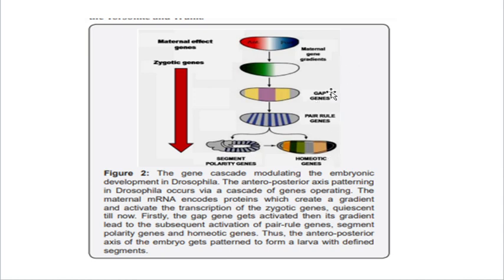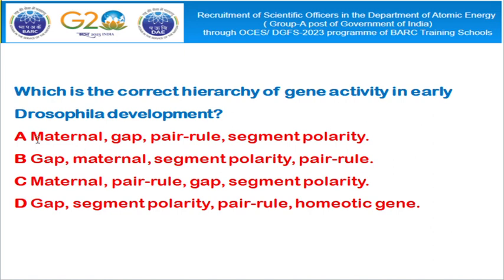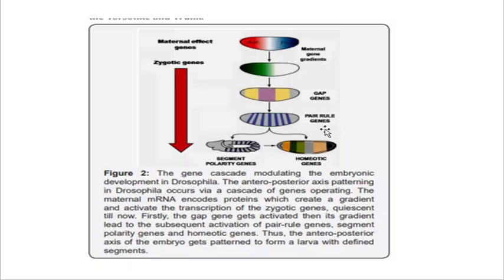The gap genes, pair-rule genes, segment polarity genes and homeotic genes are called zygotic genes, whereas the maternal genes are activated before the process of fertilization. The correct answer is maternal gene, gap gene, pair-rule gene, segment polarity gene and homeotic gene.